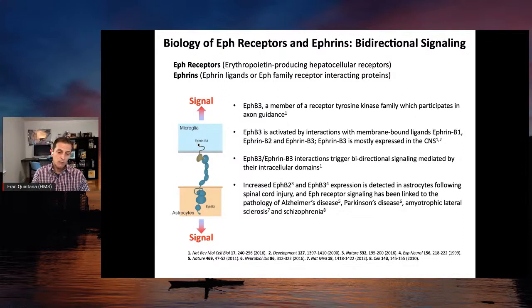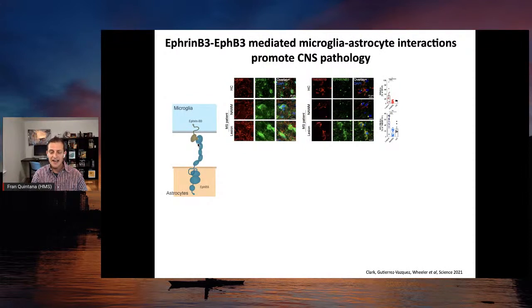So with that in mind, what we decided to do was to further investigate the role of EphB3 expressed in astrocytes and ephrin B3 expressed in microglia as potential mechanisms regulating CNS pathology in EAE and MS. The first study we did was actually to just analyze CNS tissue from MS patients. And basically in those studies, we were able to detect a significant upregulation of EphB3, the receptor, in astrocytes, and ephrin B3, the ligand, in microglia. Just note that this seems to be mostly detected in the lesions, and I'll get back to that later on.